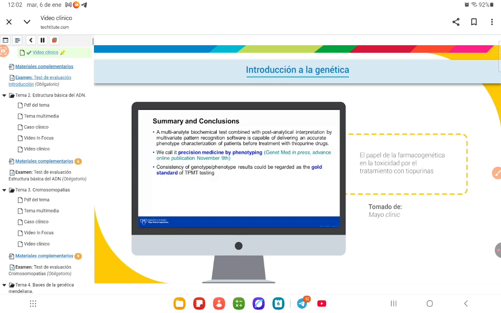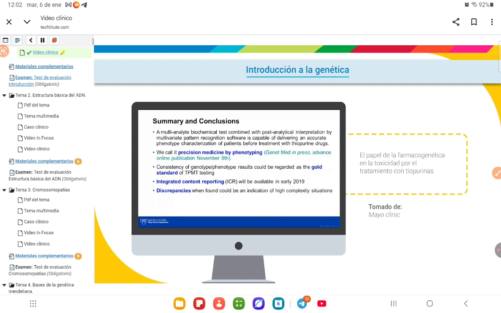Consistency of genotype-phenotype results could be regarded as a gold standard of TPMT tests, and indeed, integrated reporting of any combination of tests performed by our laboratory and Dr. Moya's laboratory, extracted from our laboratory information system, will be launched in early 2018 after the enterprise-wide implementation of a common electronic health record has been completed.